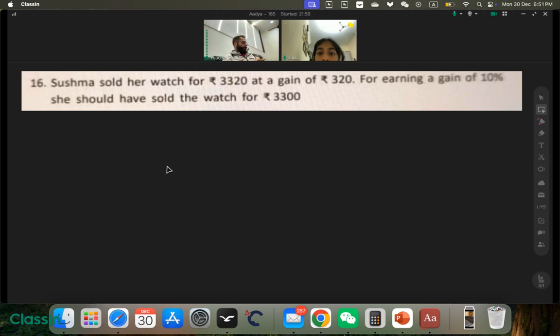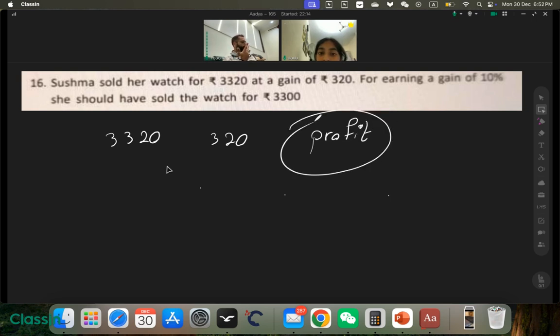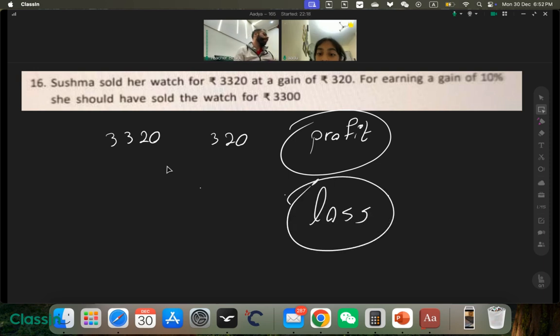Sushma sold her watch for 3,320 at a gain of 320. So I need to first identify within comparing quantities. You only have two things basically: you either have a profit or a loss. So which one is this? Is it a profit or is it a loss?